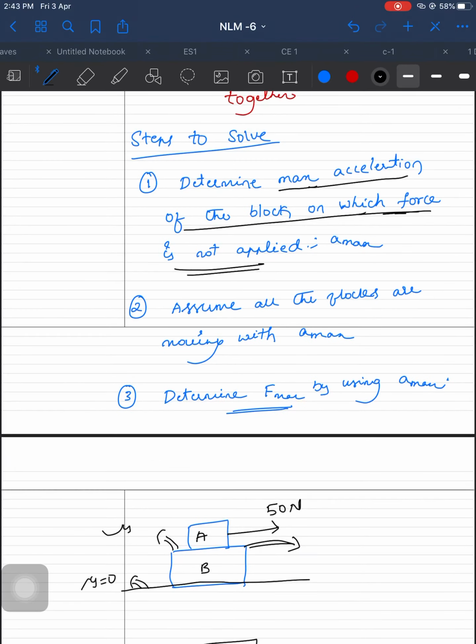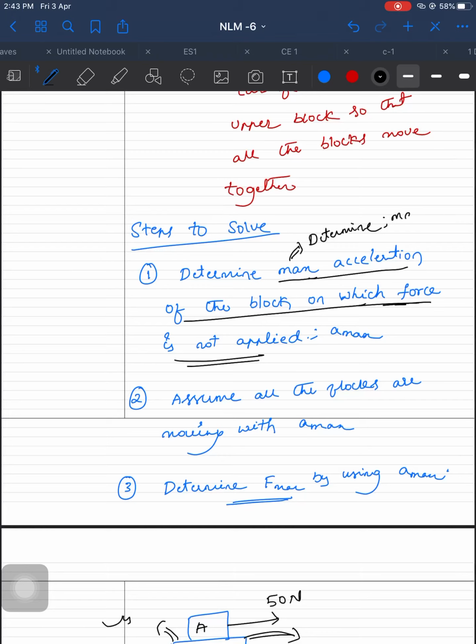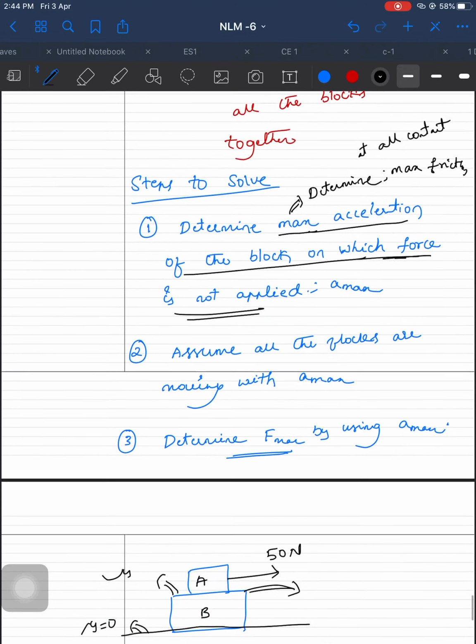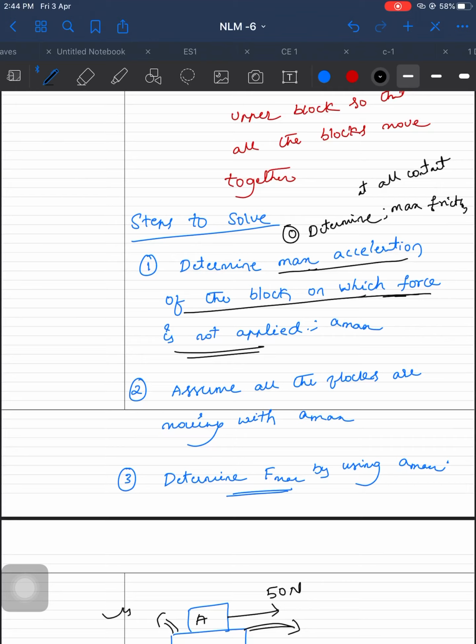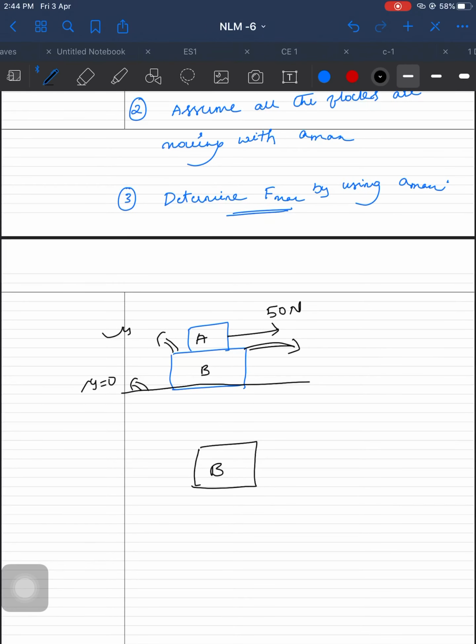Now how much is the maximum friction here? There is one more step, the 0th step, which you assume before the first step: determine the maximum friction at all contact surfaces.